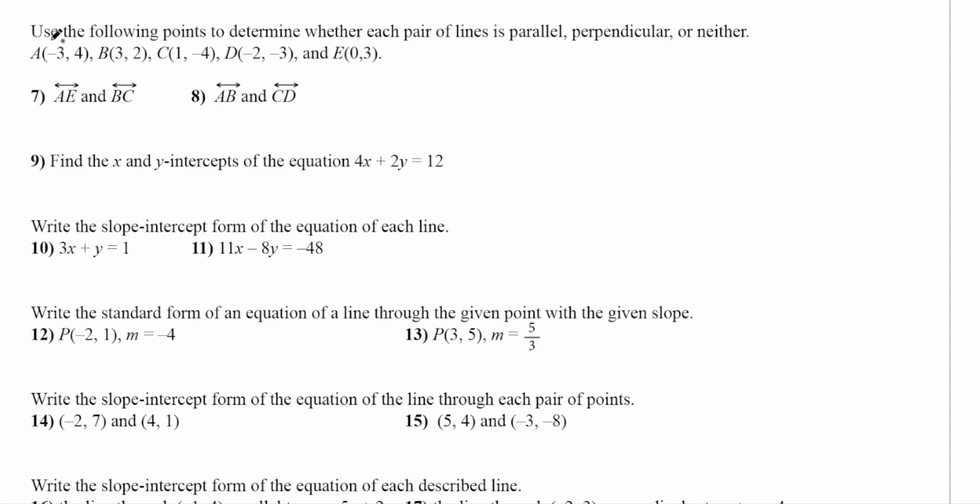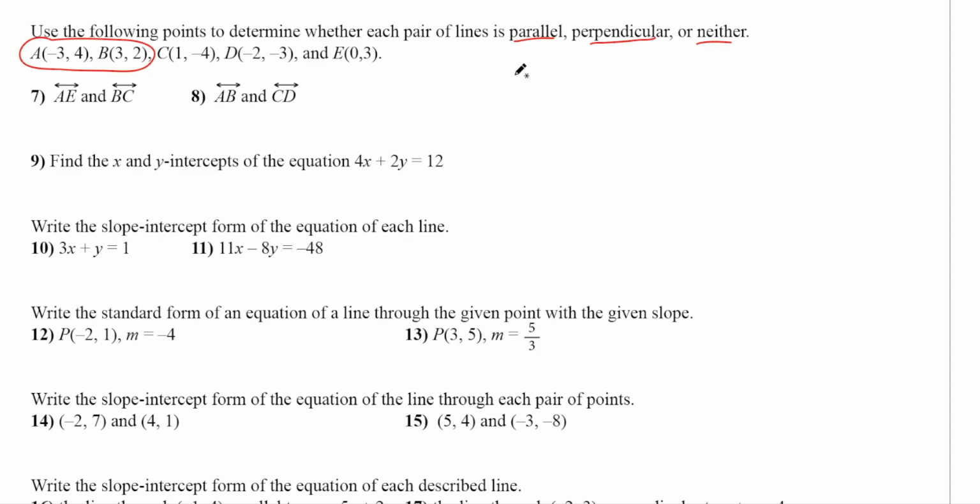AB and CD. So AB is together, so that makes it kind of easy. What are we trying to do? We're trying to determine, are they parallel, perpendicular, or neither? Well, how do I know? What do I look for in order to determine that? The slope. That's what I was looking for. You want to find the slopes, okay?